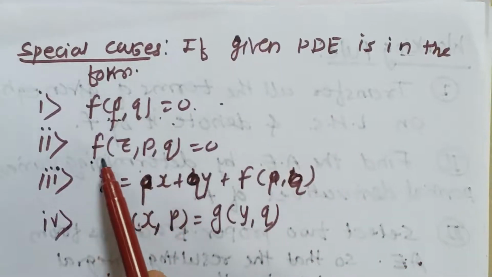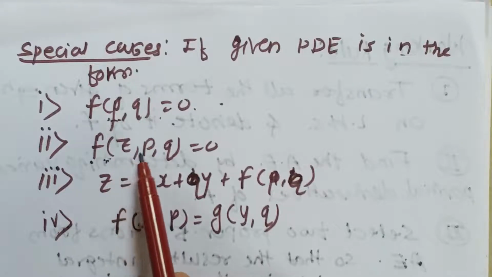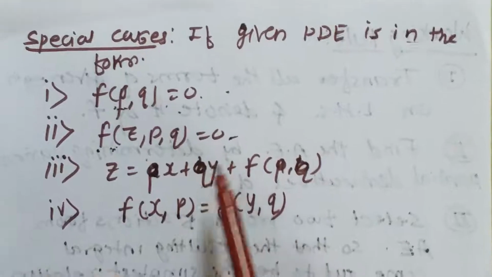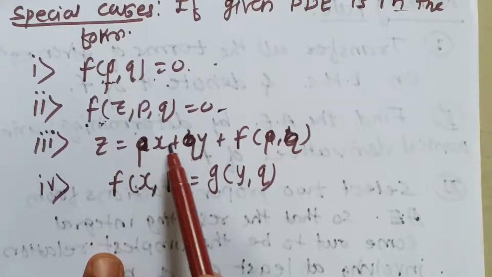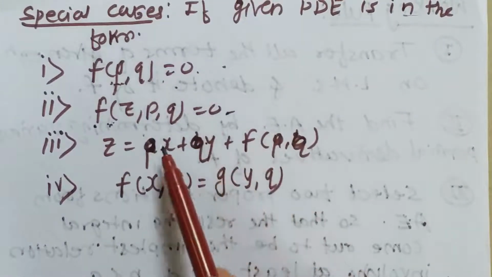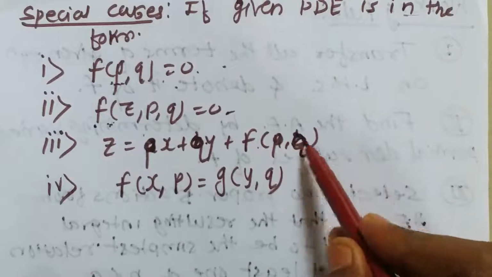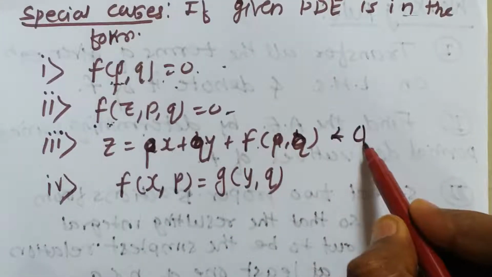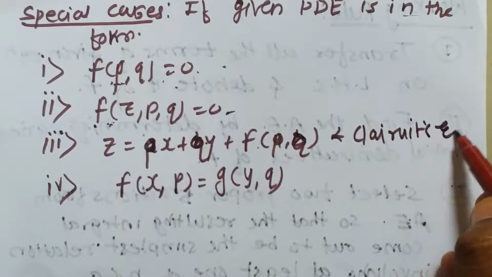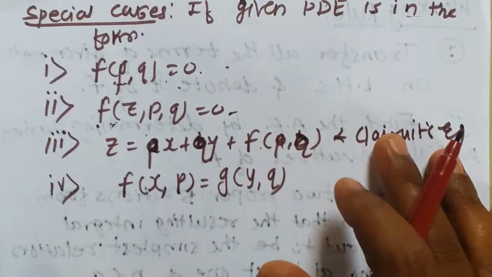Second case: if your function does not contain x and y, and is in the form f of z comma p comma q equal to 0, in such a case also we have one method. Then z equal to px plus qy plus f of p comma q. By mistake I have written ax plus by, but it is actually px plus qy plus f of p comma q. Such an equation is called Clairaut's equation. This Clairaut's equation also can be solved using a different technique.